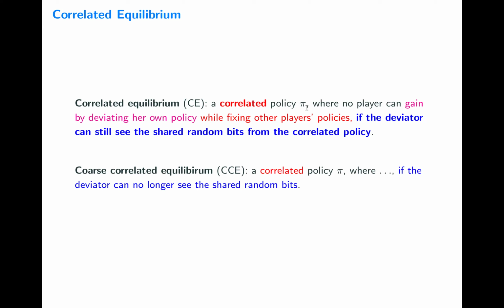I won't go into the very subtle details of why being able to see the shared randomness or not makes a very big difference. But I just want you to know there are two additional concepts, and there are some very simple relations between them.